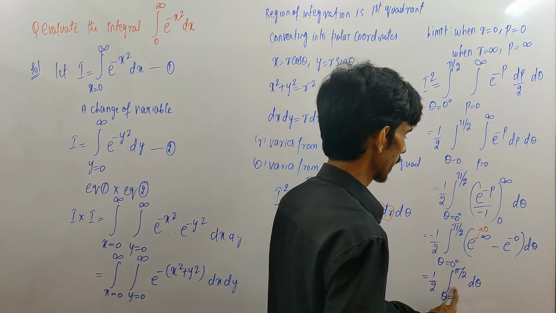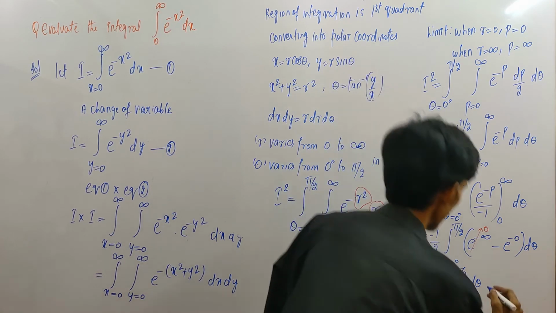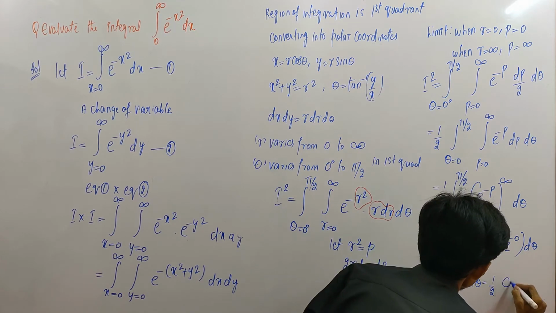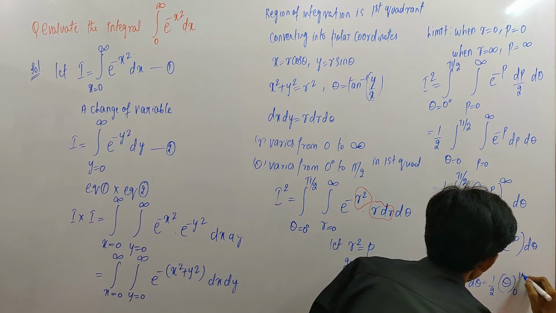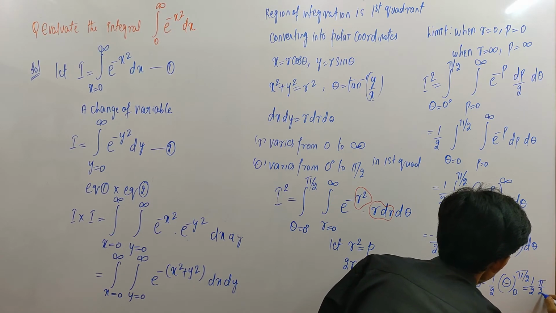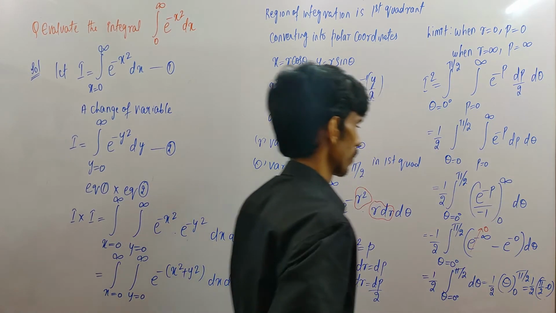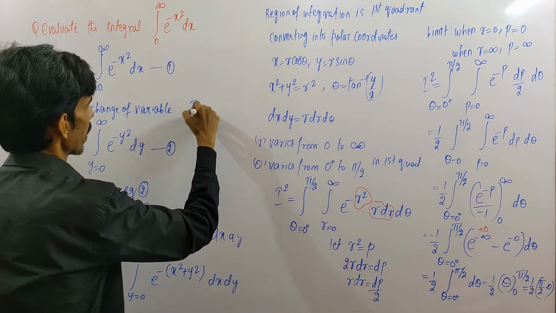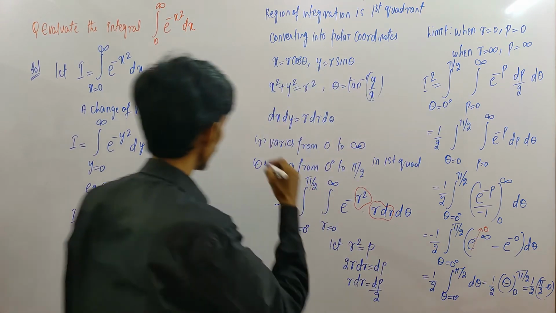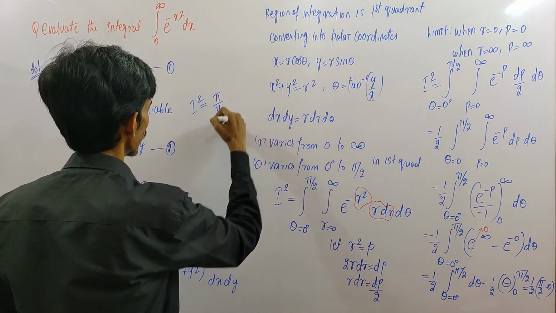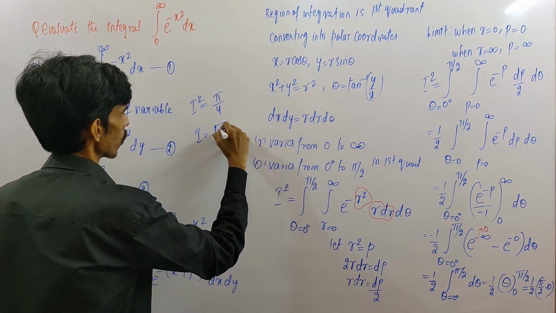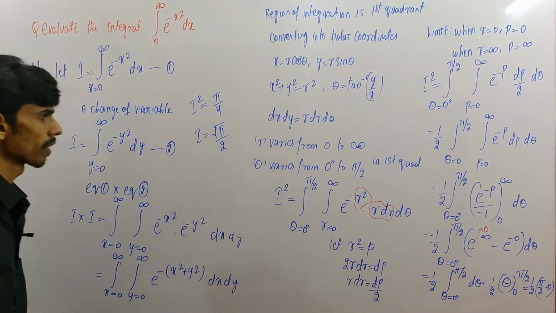Now we have an integral and a derivative, so these two will get cancelled. We have 1 by 2 theta from 0 to pi by 2. So we have 1 by 2 into pi by 2 minus 0. Hence I square is equal to 1 by 2 into pi by 2, which is pi by 4. Hence the value of I will be root pi divided by 2.